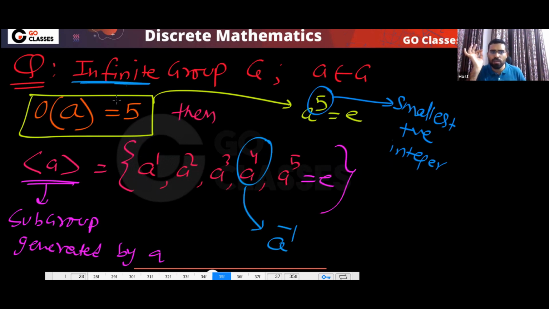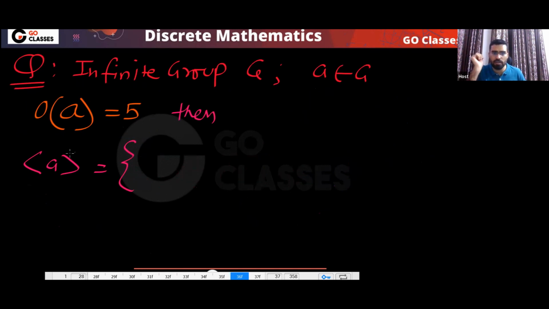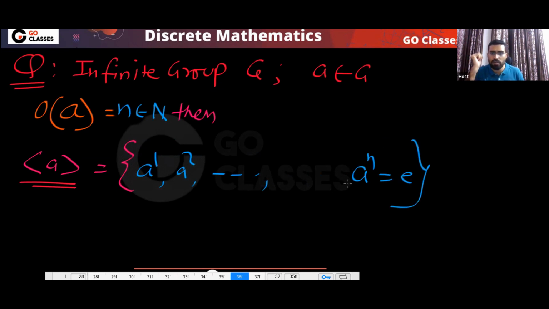In an infinite group, if some element has order some natural number, if the order of A is some natural number n, then what can I say? This will be A power 1, A power 2, and so on, A power n, because A power n is equal to E, and this is the smallest number. And A power n minus 1 will be your A inverse. And this will be your order. Is this point clear to everyone?